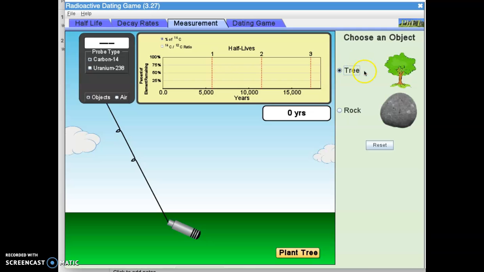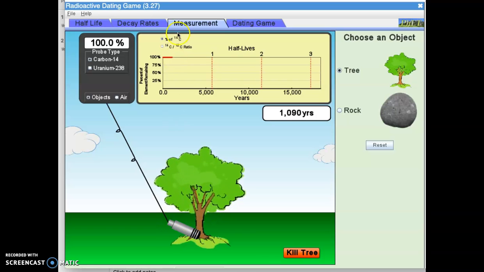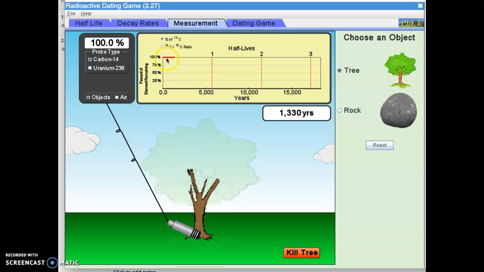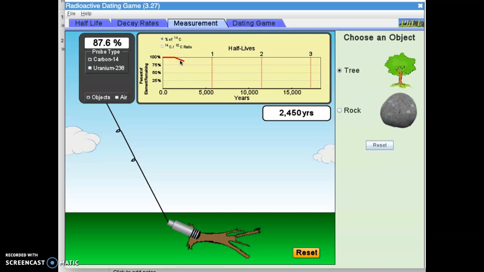We know how much carbon exists in living things. So if I plant a tree and use this Geiger counter to measure how much radiation is coming off that tree at a given time, we see that it should always have 100%. But once the tree dies, the tree stops uptaking carbon dioxide, so it doesn't get any new carbon. And as the carbon-14 decays, we can figure out how much time has passed.